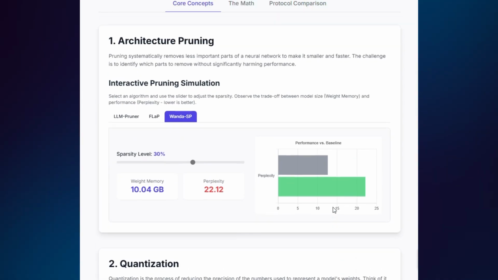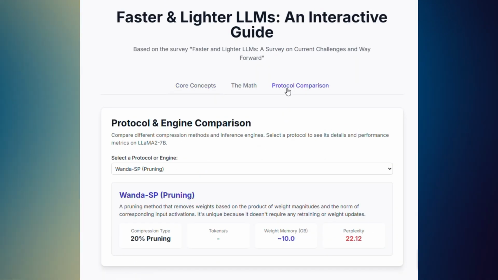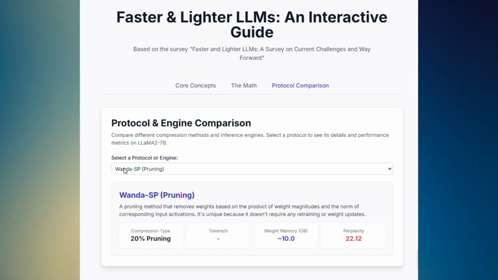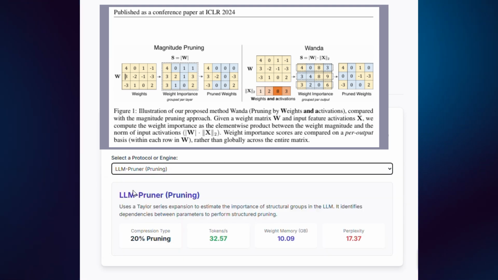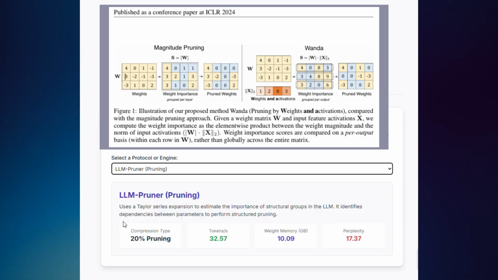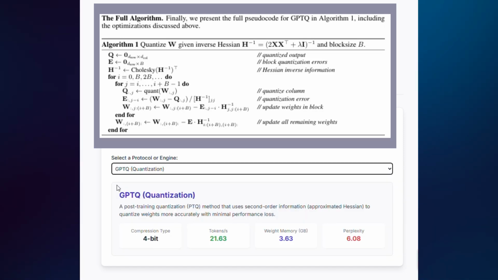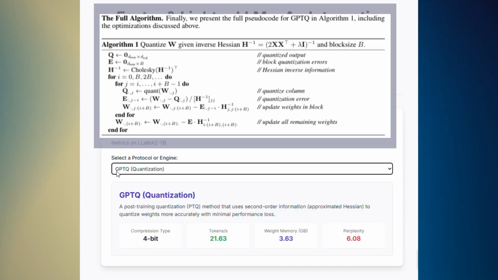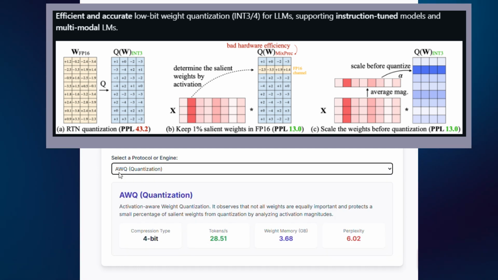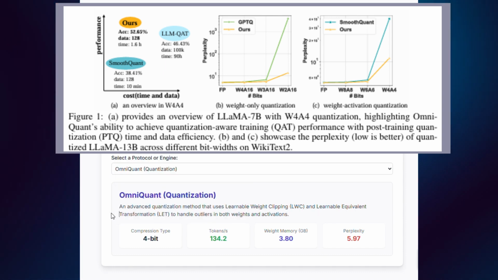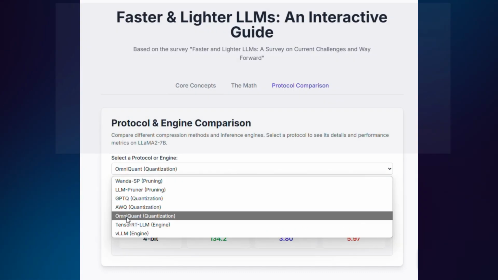Let's go into common protocol comparisons. Here we will compare different compression methods and inference engines. The WandASP pruning method prunes by weights and activations. GPTQ 4-bit quantization. Activation-aware weight 4-bit quantization. OmniQuantization uses learnable weight clipping.